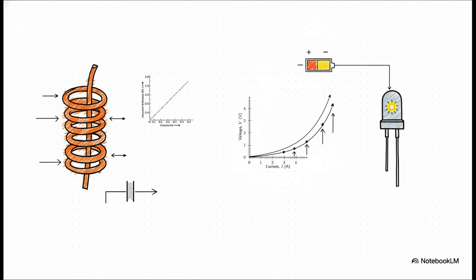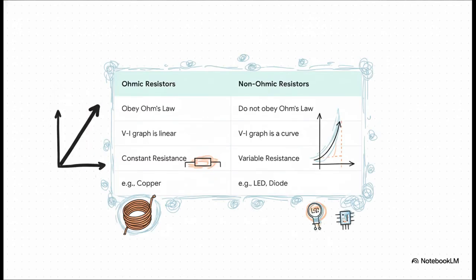But here's the twist. Not everything in the world of electricity is so well behaved. On the left, you've got your predictable ohmic conductor, like a copper wire, with its nice straight line. But on the right, you've got a non-ohmic rebel, like an LED. See that curve? That tells us its resistance isn't constant at all. It changes.